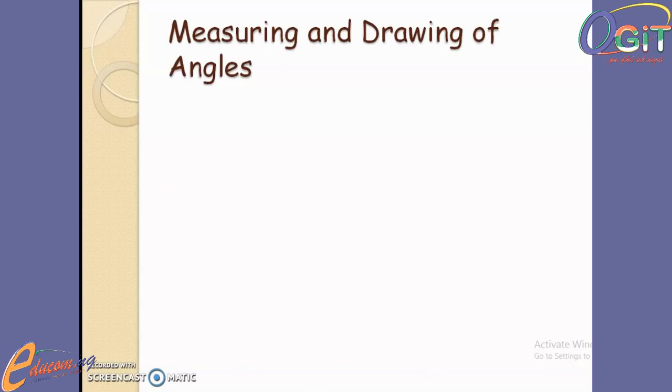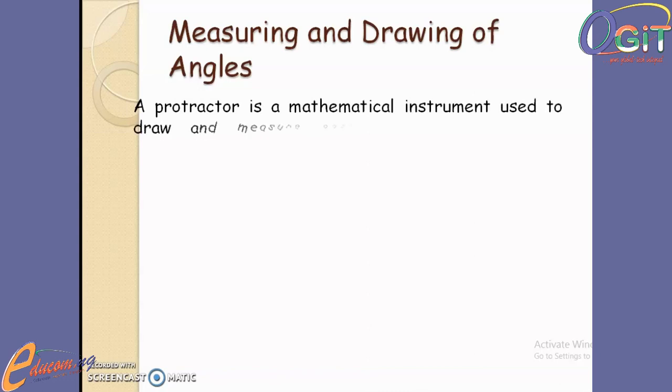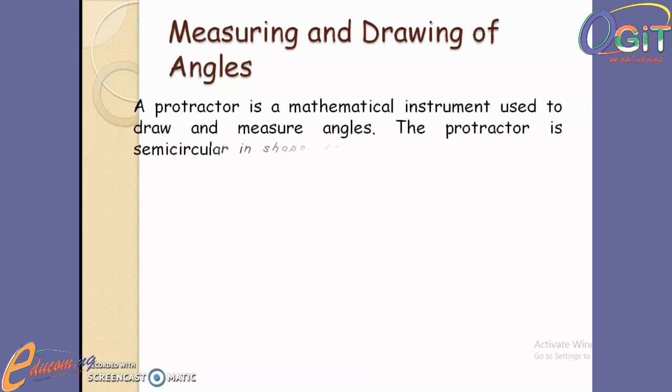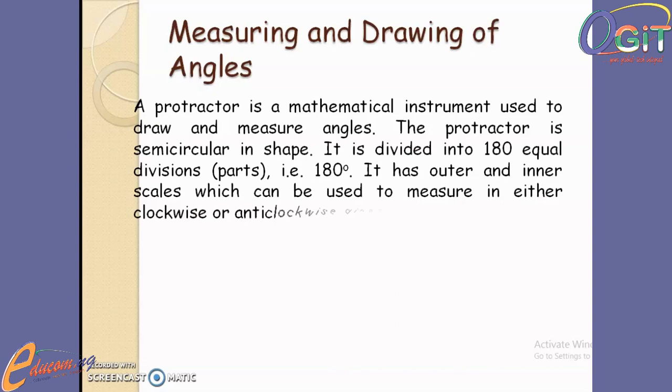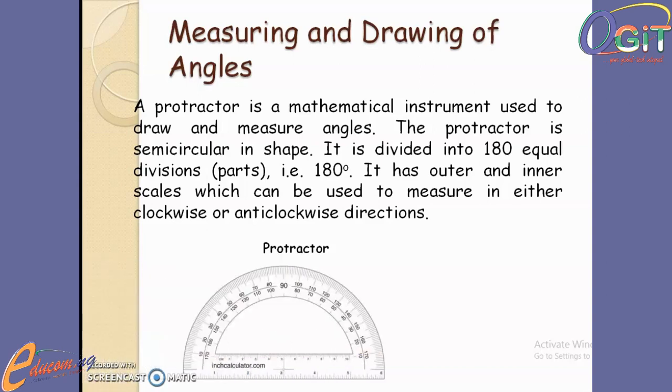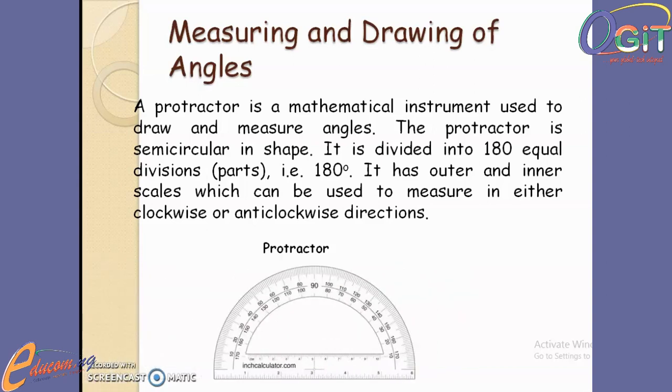Let's look at measuring and drawing of angles. A protractor is a mathematical instrument used to draw and measure angles. The protractor is semicircular in shape. It is divided into 180 equal divisions, that is, parts. That is 180 degrees. It has outer and inner scales, which can be used to measure in either clockwise or anti-clockwise direction. Here is a diagram showing a protractor.